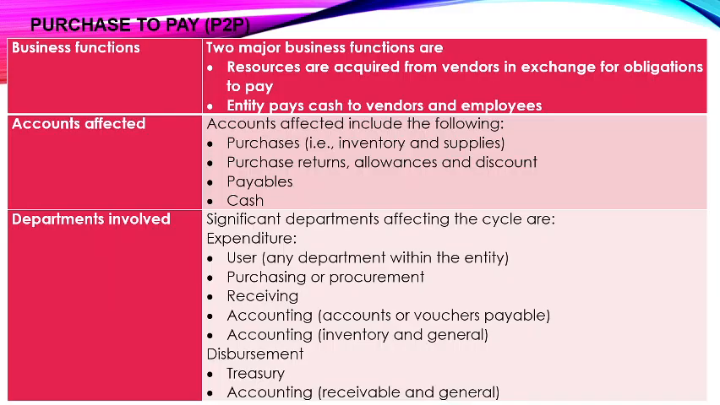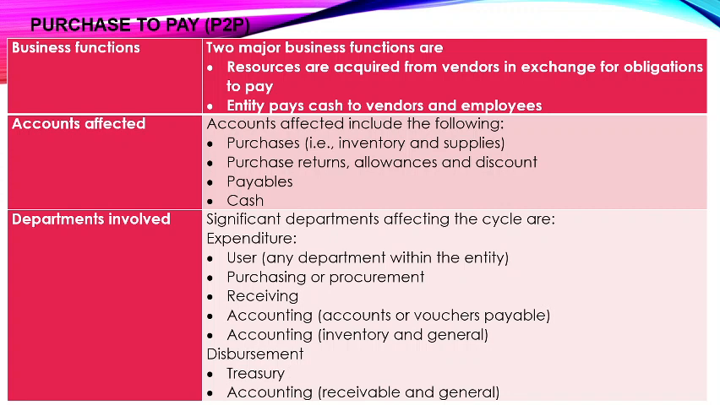Purchase to pay. So, we have now the business functions. The two major functions are: resources are acquired from vendors in exchange for an obligation to pay, and the entity pays cash to vendors and employees. Accounts affected, we have purchases, purchase returns, allowances and discounts, the payables, and cash.